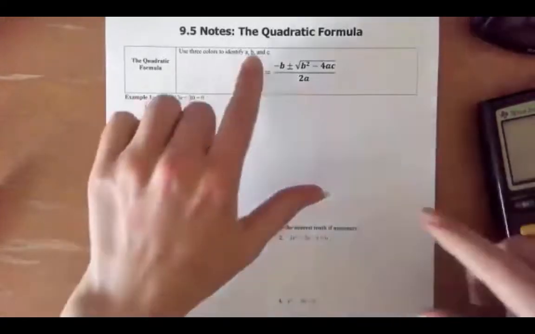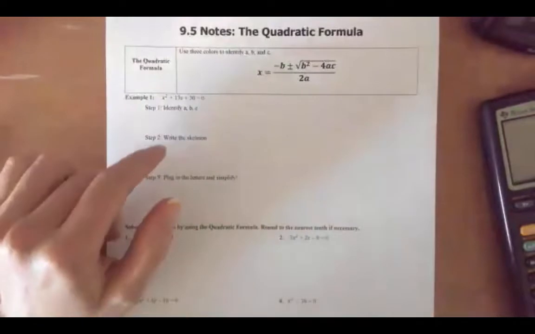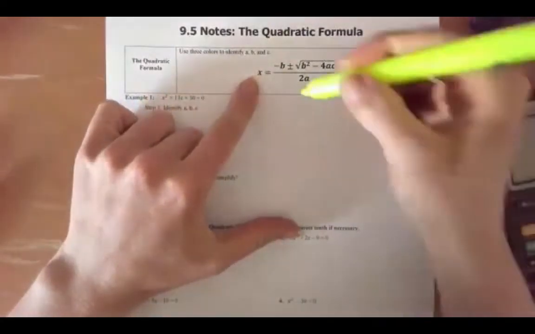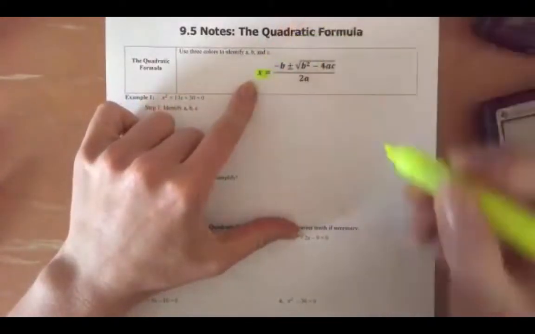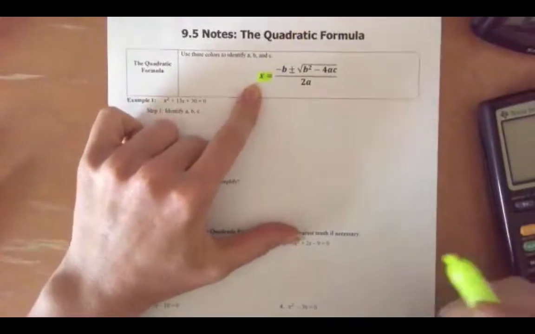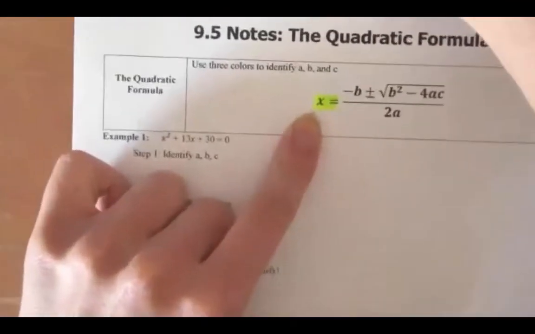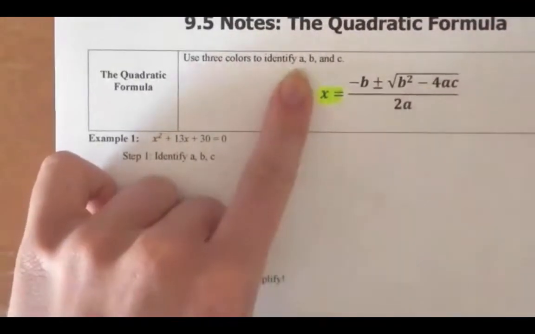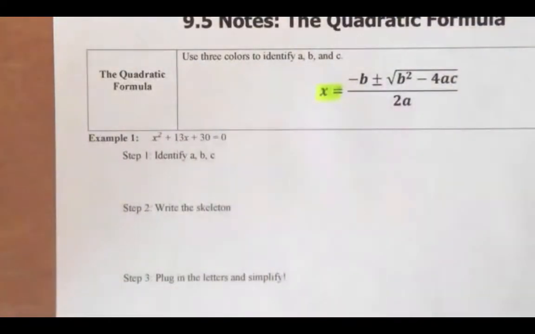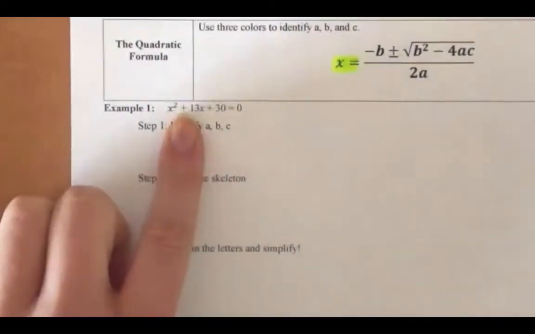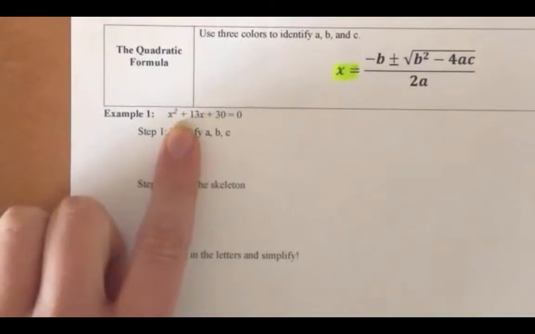I'm going to show you guys the quadratic formula today. This is an equation that you're going to get real familiar with sometime here. The main thing you need to know from this equation is that we need to find A, B, and C. So I'm going to use this example down here to kind of explain what I mean.